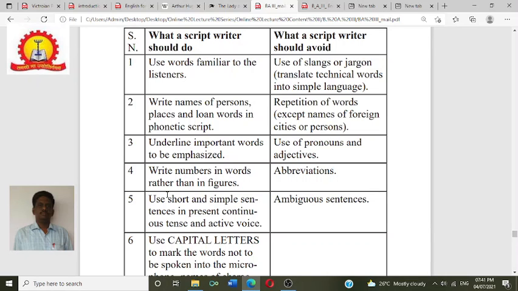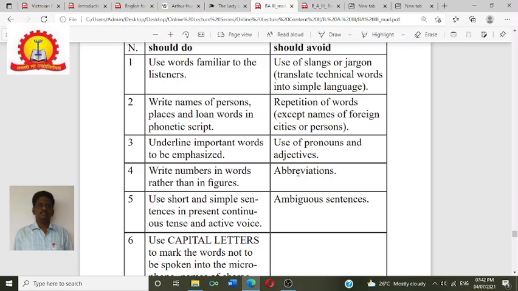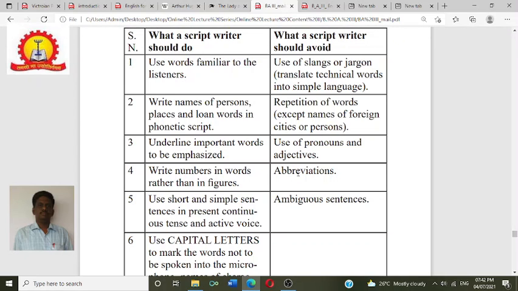Then the repetition of words. You should avoid the repetition of words except names of foreign cities or persons. Then the third is underlining important words to be emphasized. So underline important words to be emphasized. So you should emphasize certain words. Then the use of pronouns and adjectives. We should avoid use of pronouns and adjectives here, because otherwise it may create confusion in the minds of the readers or listeners.